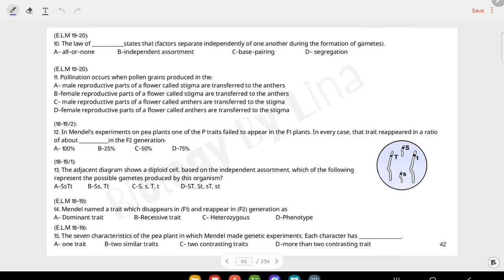The law of what states that factors separate independently of one another? Independently means they separate, they are not related to each other, they are not connected, and they separate randomly from each other.